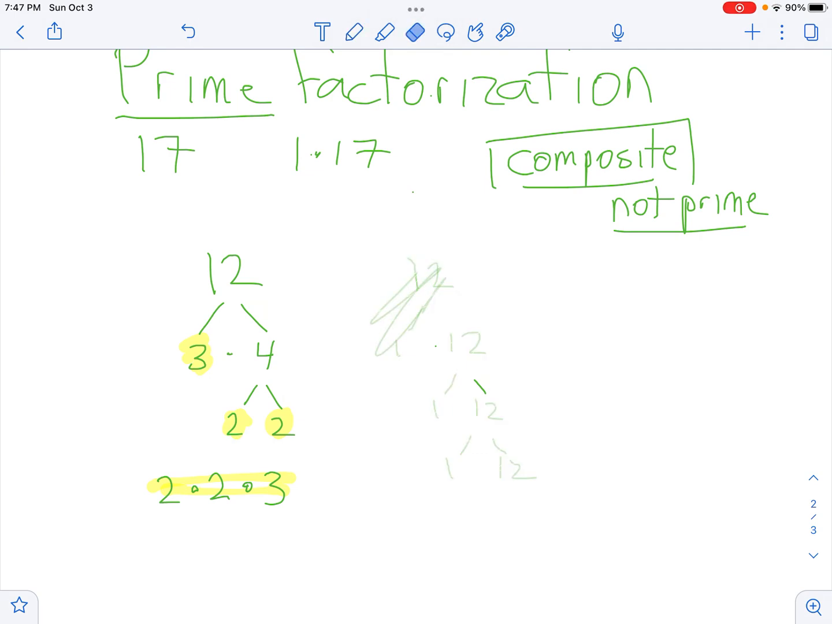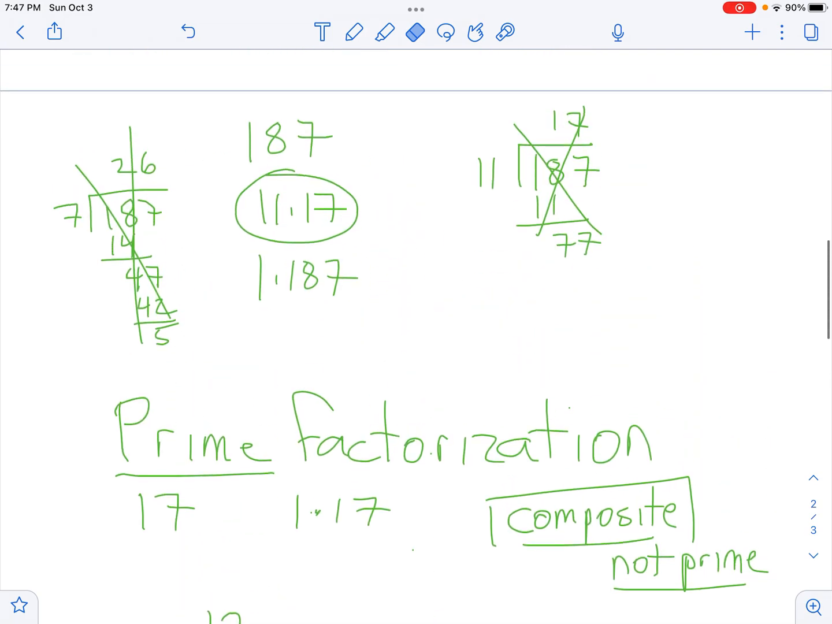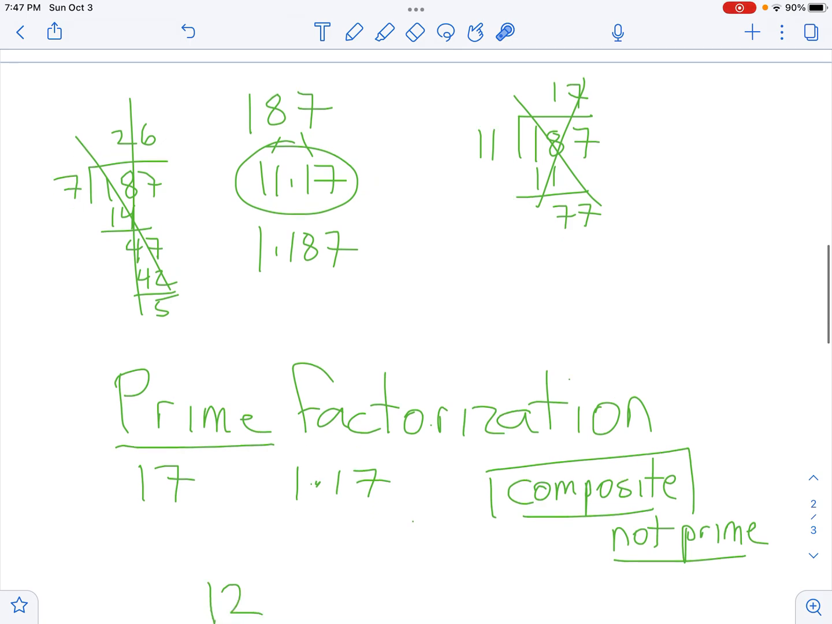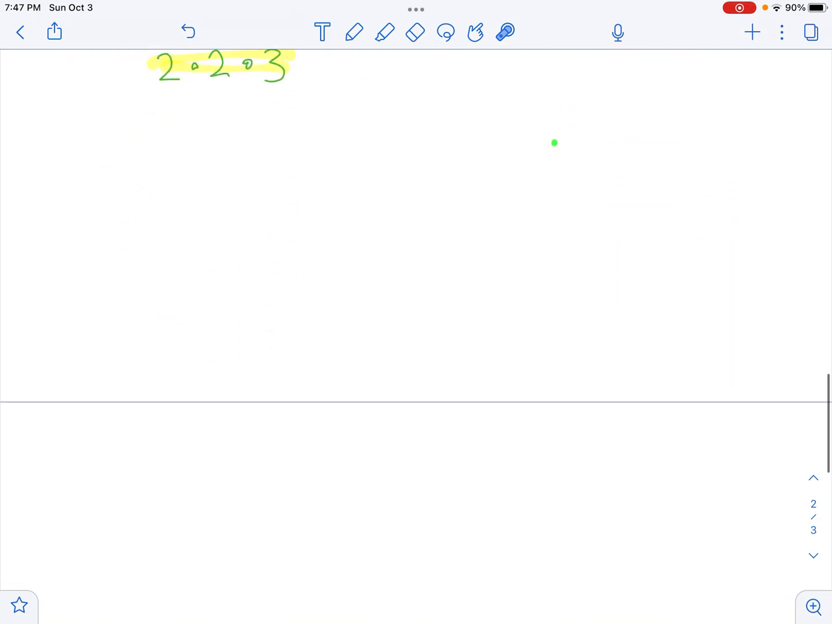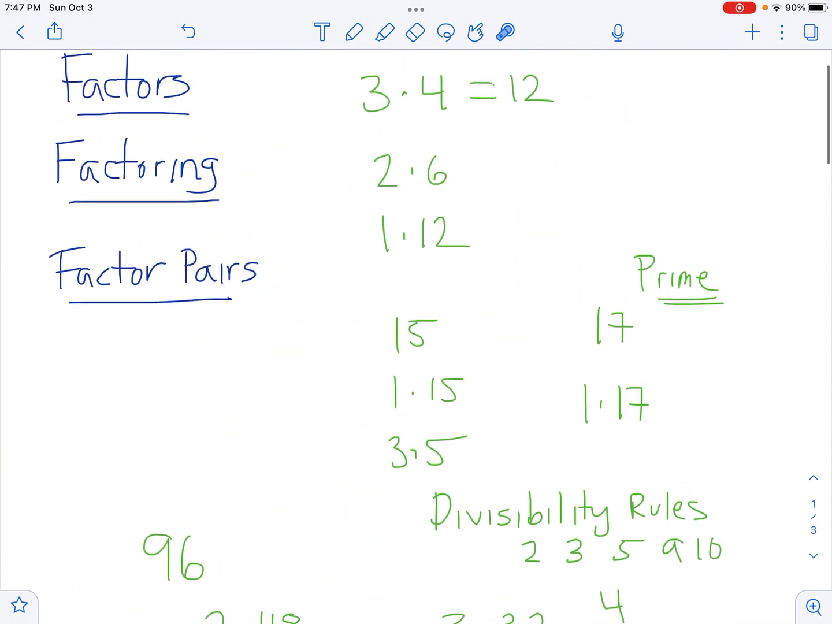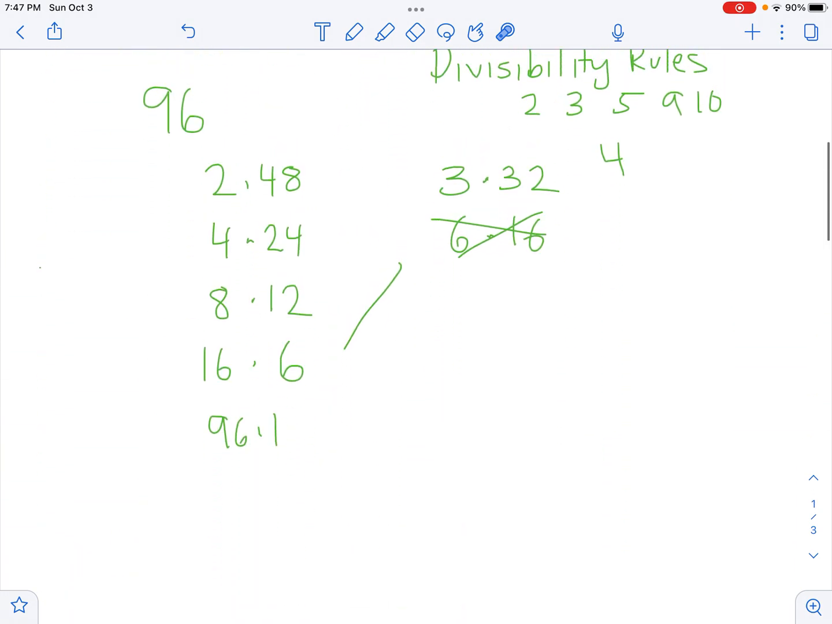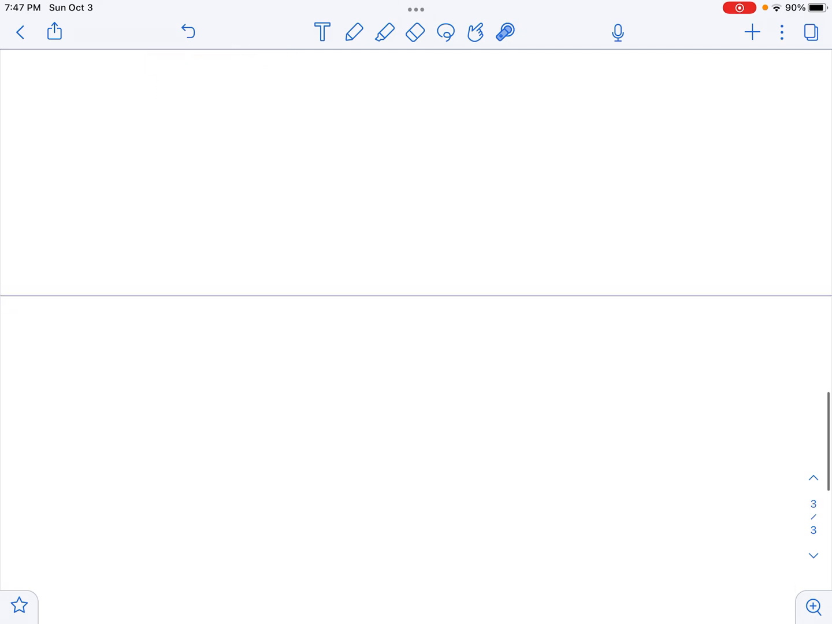Let me erase that. There we go. Okay. So when we took 187, we broke it up into 11 times 17. Since 11 and 17 are already prime numbers, 11 times 17 is the prime factorization of 187. Can't do any better than that. 96 is sort of the interesting one. Remember, 96 is the one with all these factor pairs. So let's do the prime factorization of that.